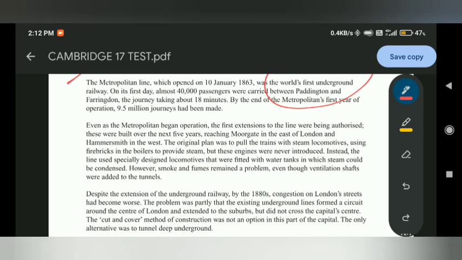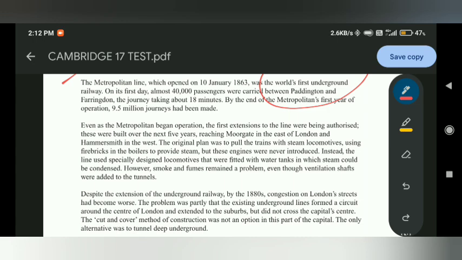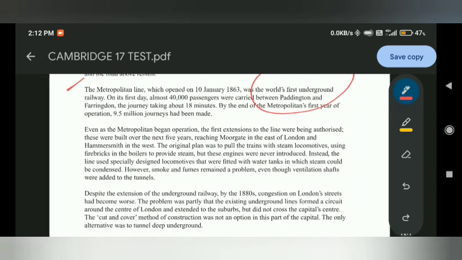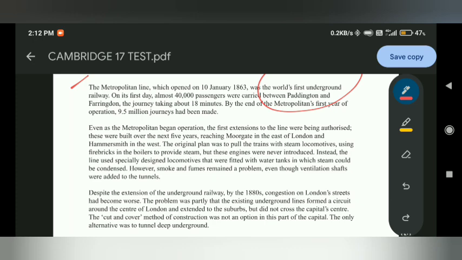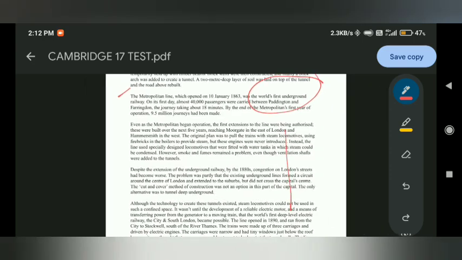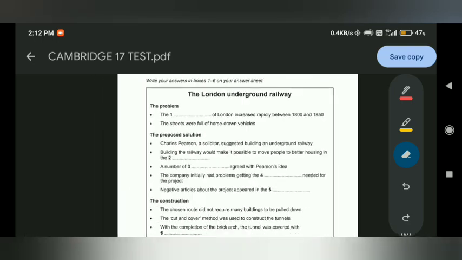So after reading this paragraph we can't find the answer that is related to the prediction. So the answer for that question is not given, as here it is mentioned that by the end of metropolitan's first year of operation 9.5 million journeys had been made, but there is nothing mentioned regarding prediction. So the information is totally different from what we are looking for. So the answer is not given for this question.